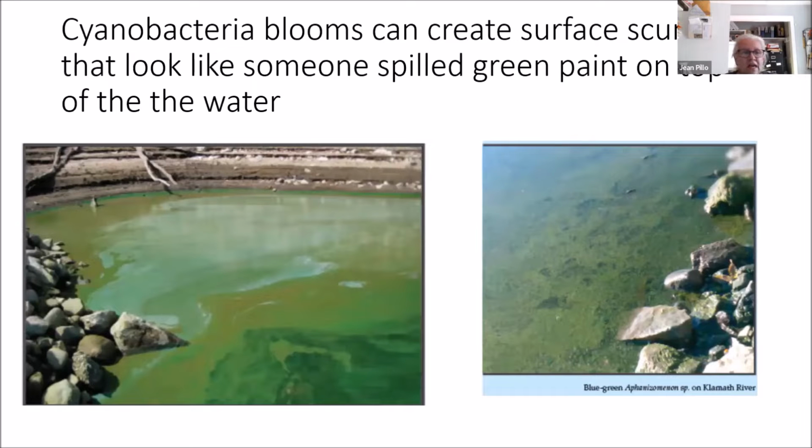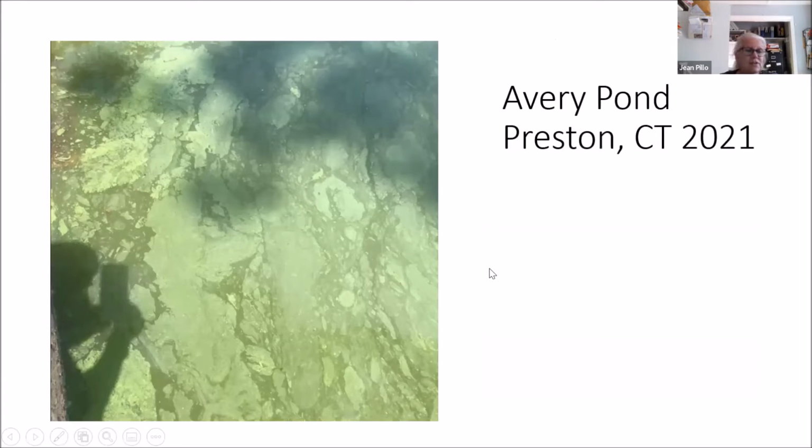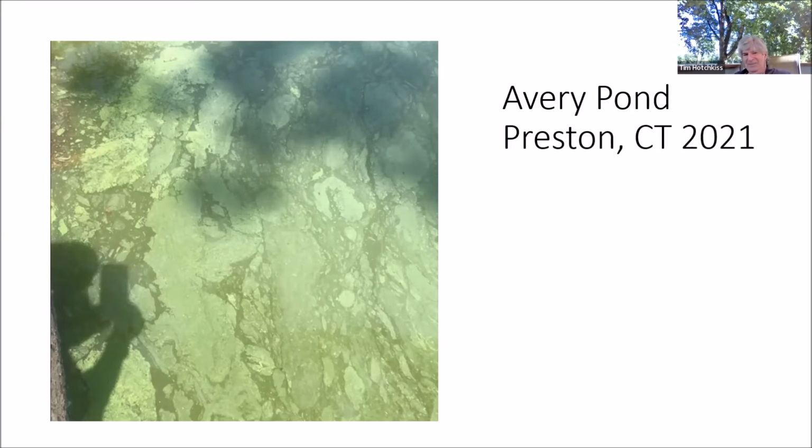So these are different examples of cyanobacteria blooms. Honestly, it looks like someone has spilled green paint on top of the water. So in this case, we have a couple different shades, and the one on the right is more granular and clustered. This was Tim's backyard last summer, and that was very clearly a cyanobacteria bloom.